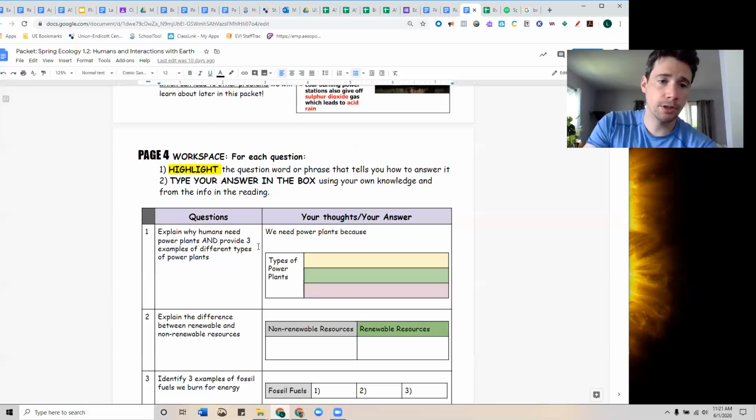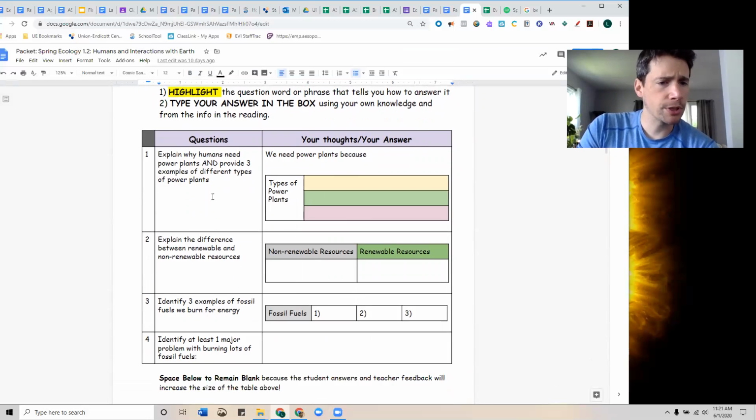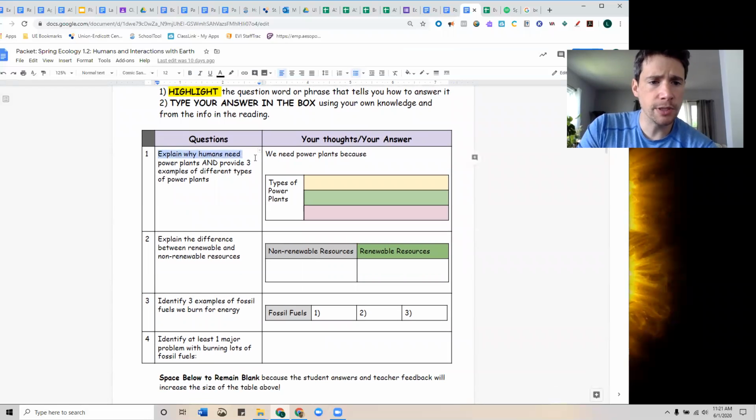Okay, so let's talk about what to highlight and what to answer. So here's your questions. Explain why humans need power plants and provide 3 examples in different types. Okay, so we need power plants because, make sure that you're answering this. And then here's some types of power plants that you can put into here.